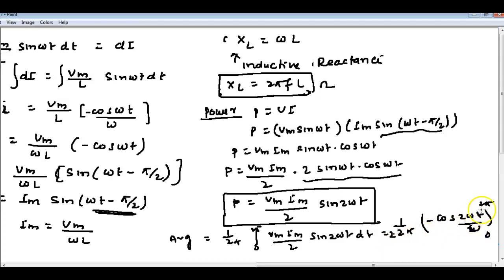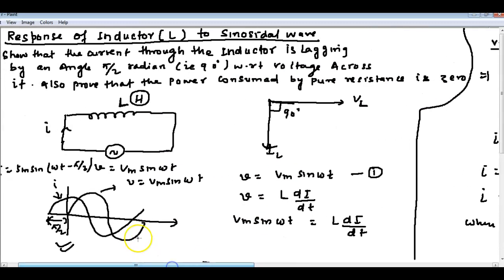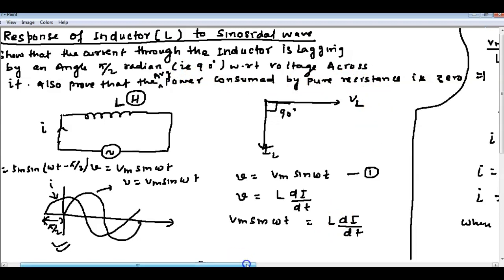We can substitute the values from 0 to 2 pi. Cos 4 pi is 1, minus cos 0 is 1, so the 1s cancel and we get 0. So the average power in the pure inductor is 0. Getting it? This was the question: prove that the power consumed by a pure inductor is 0. That proves that the average power consumed in a pure inductor is 0. Any doubt till here?